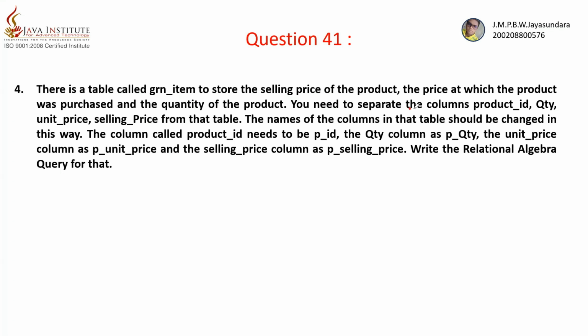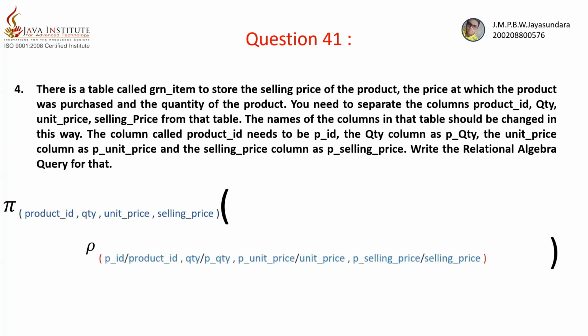We have to select the columns, so we have to use projection, and we have to use rho in order to change the names. First we have used a projection, then we mention the columns that we are going to need. In this case we need the product ID column, QTY column, unit price column and selling price column. After that we have to give the rho, because we are going to change names here, and here we have inserted new column names and old column names. After that we have mentioned the table as GRN item.